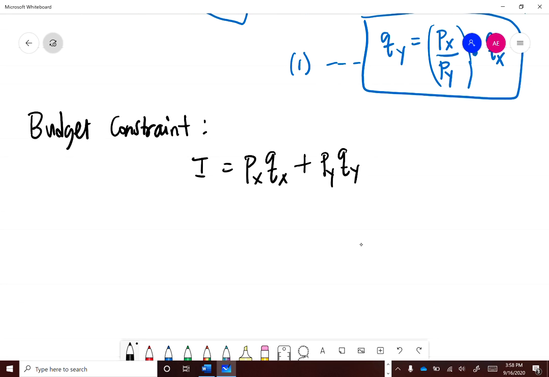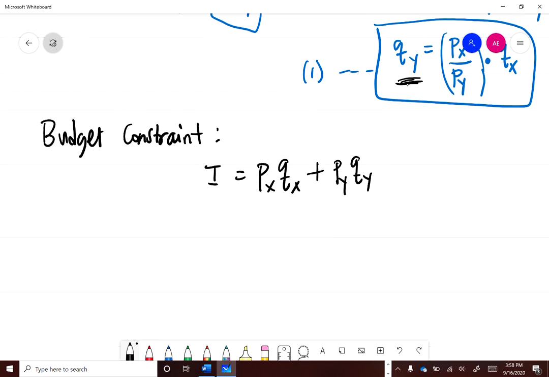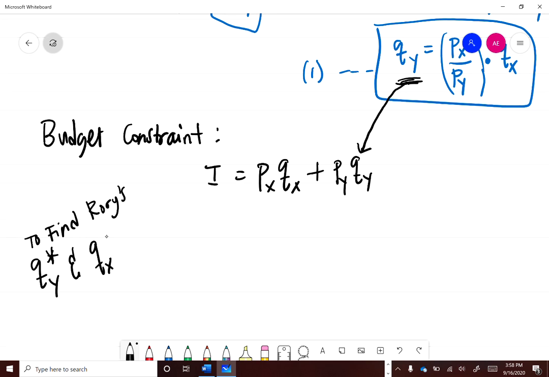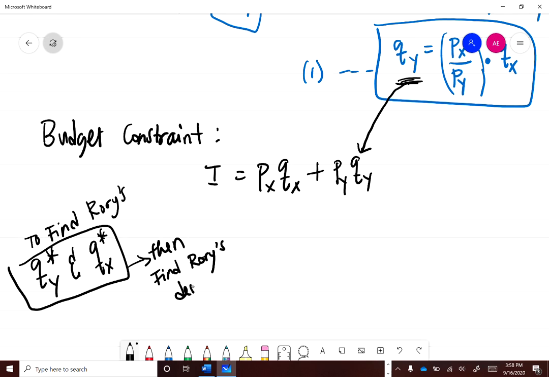So since we already know what Q of Y is from our optimality condition, we can plug that into here. So we can find Rory's actual Q of Y star and Q of X star. This is what we need, so we can then find Rory's demand curve.